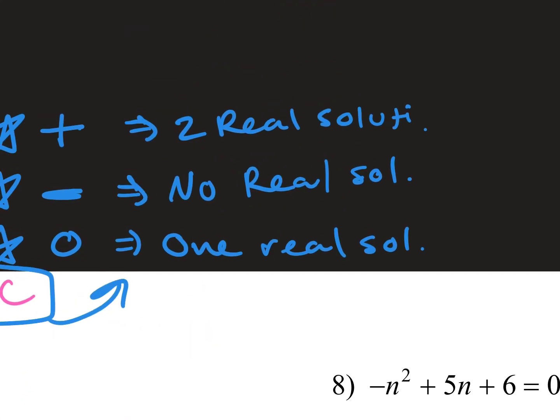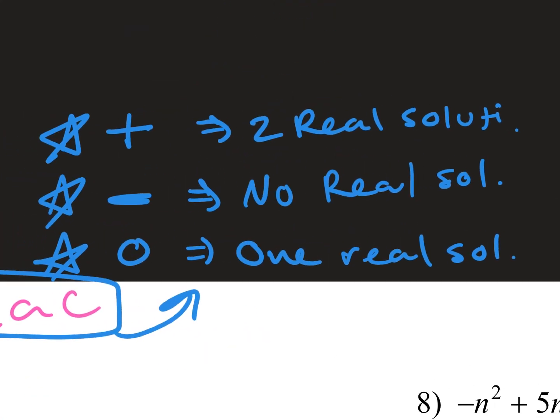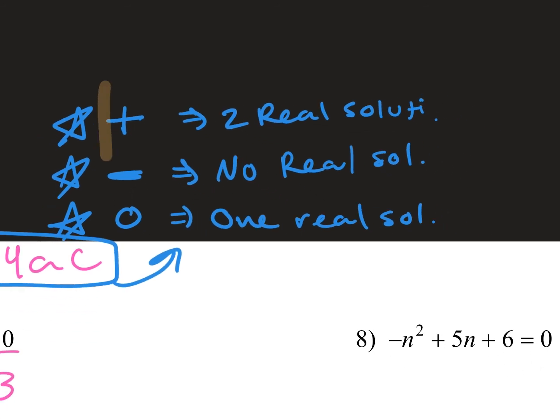So if it's positive, we have 2 real solutions. If it's negative, we have no real solutions. And if it's 0, we have 1 real solution. So make sure you know these for the test tomorrow.